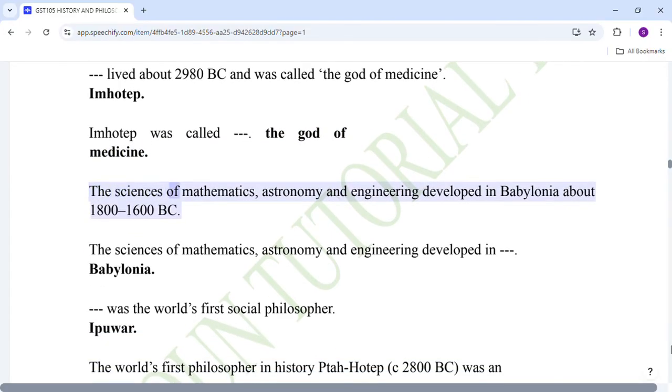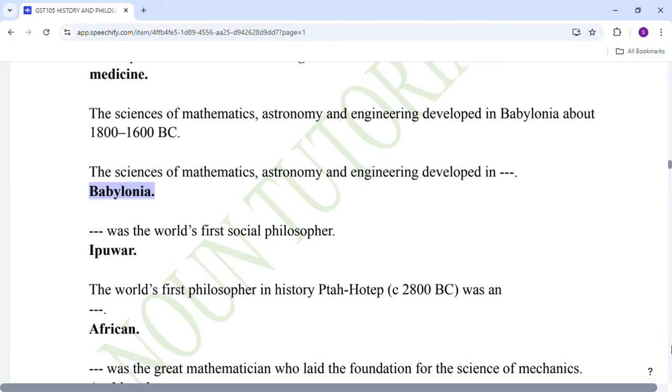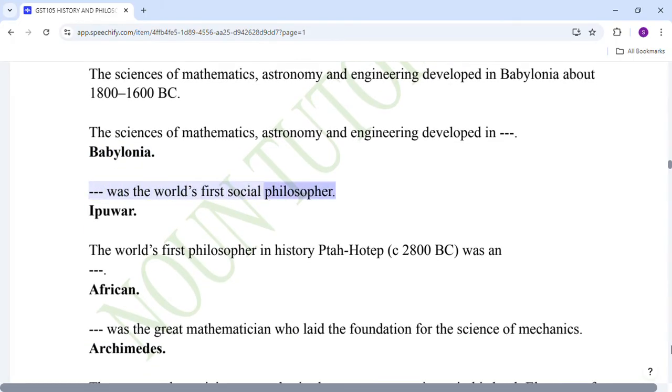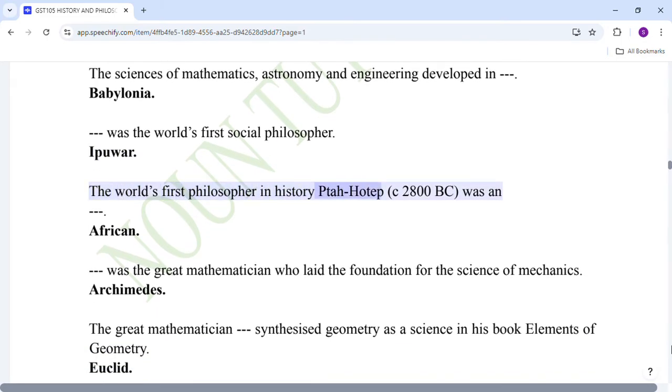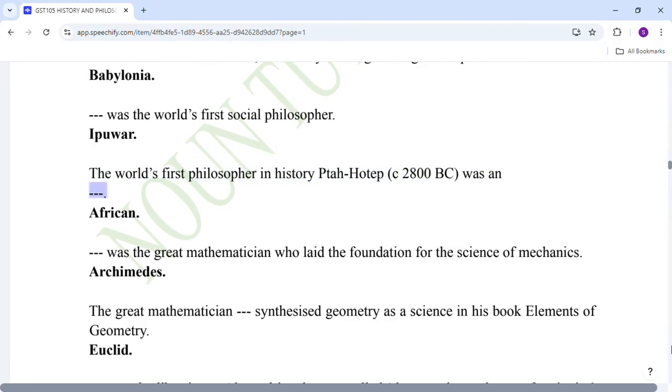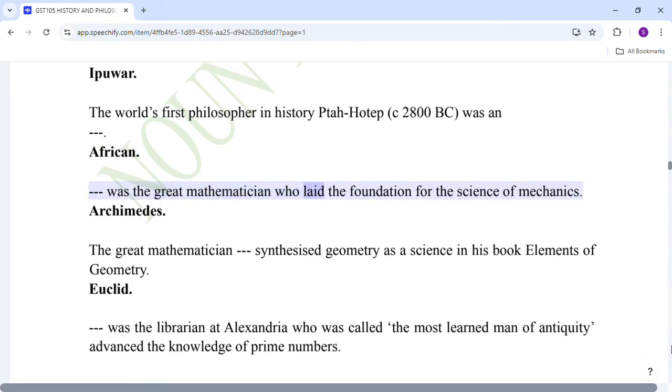The sciences of mathematics, astronomy, and engineering developed in Babylonia about 1800 to 1600 BC. Imhotep was the world's first social philosopher, and the world's first philosopher in history, c. 2800 BC, was an African.